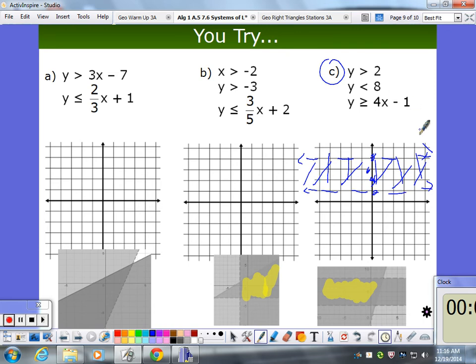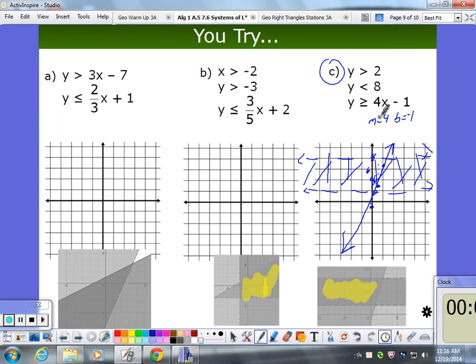Now I have to graph y greater than or equal to 4x minus 1. So m is 4 and b is negative 1. So negative 1's here. And then I have to go up 4: 1, 2, 3, 4, right 1. 1, 2, 3, 4, right 1. Right, so I can kind of see it. And it's going to be solid.